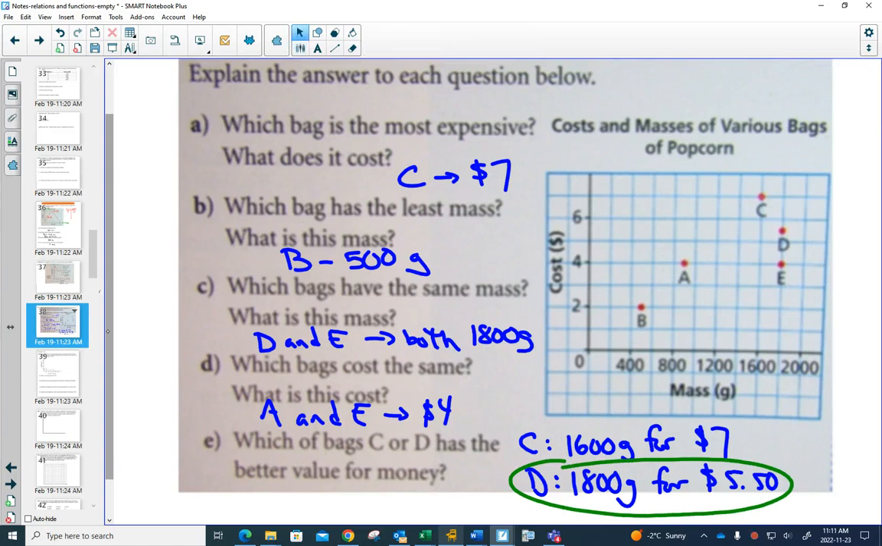And it looks like overall E would be the best value, right? You get the most weight for $4. And if you look at B, which is $2, it's less than half the weight of E. So it looks like E is your best one overall. But between C and D, D is a better value.